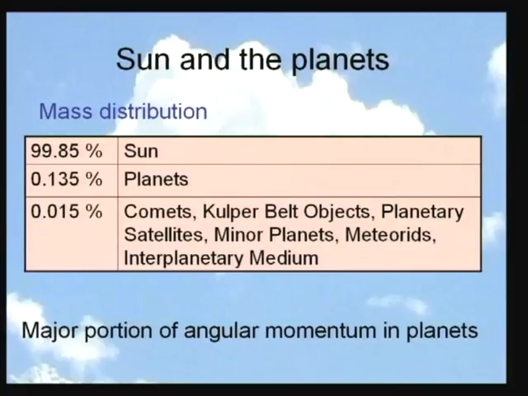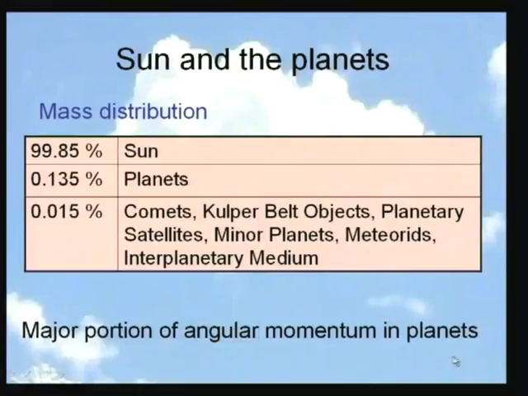Contrary to the distribution of mass, the planets contain the majority of the angular momentum. The sun is concentrated at the center. So, if you look at the total angular momentum of the solar system, which we know is conserved, that is mainly in the planets and not in the sun. The sun rotates around its own axis, but that does not contribute much; it is mainly in the planets.